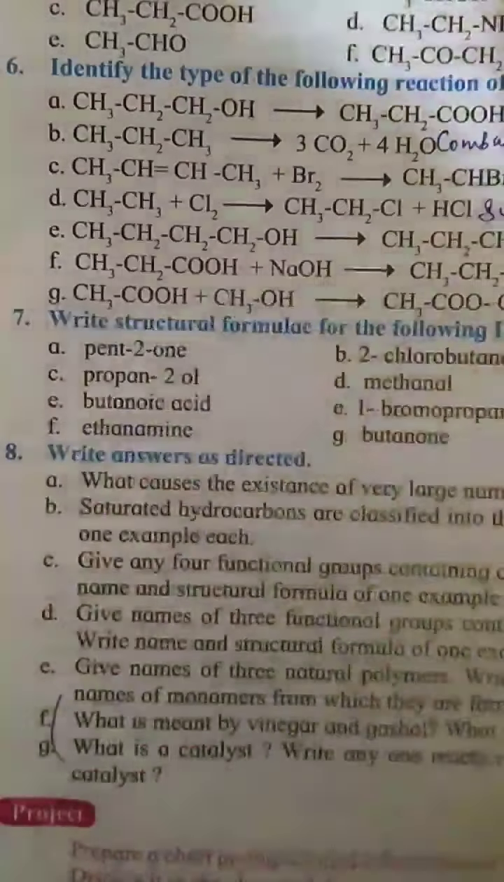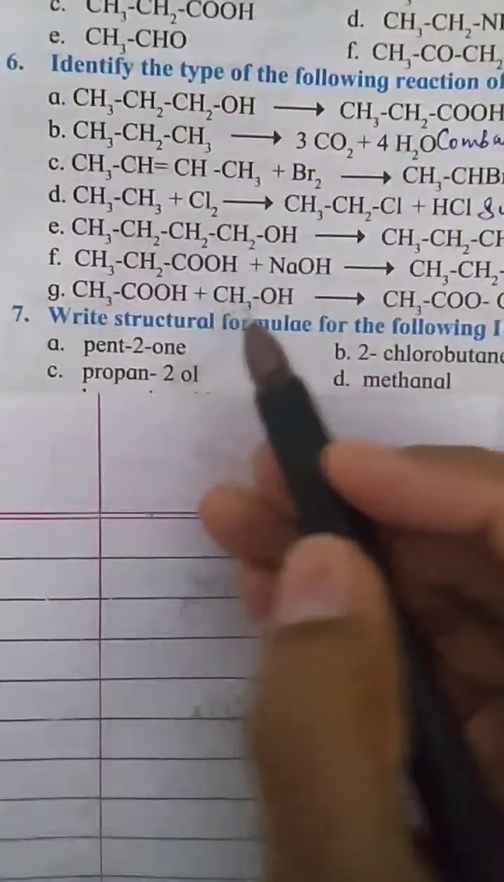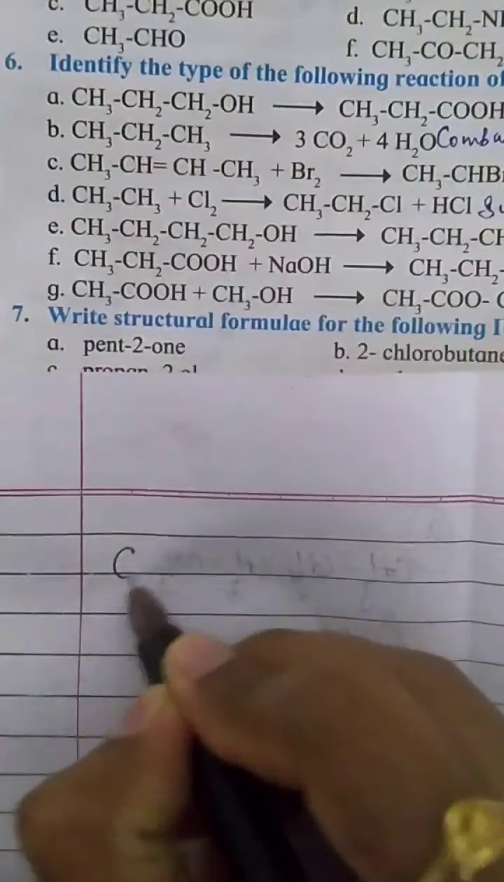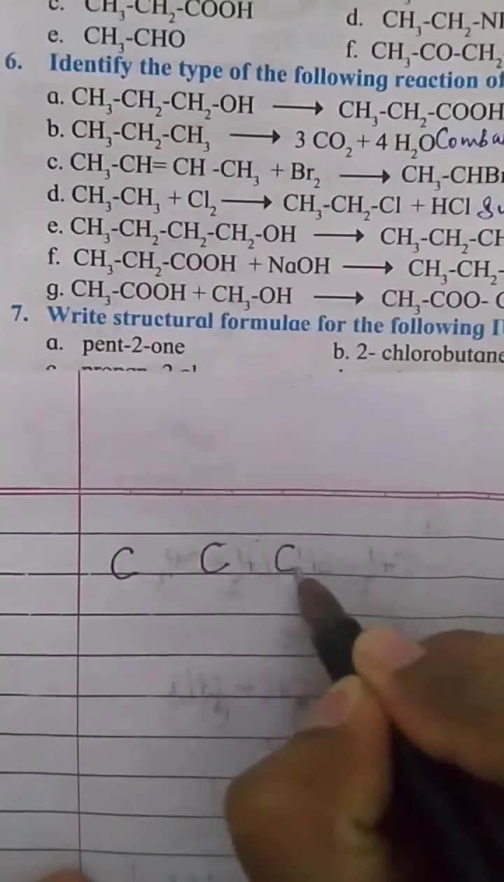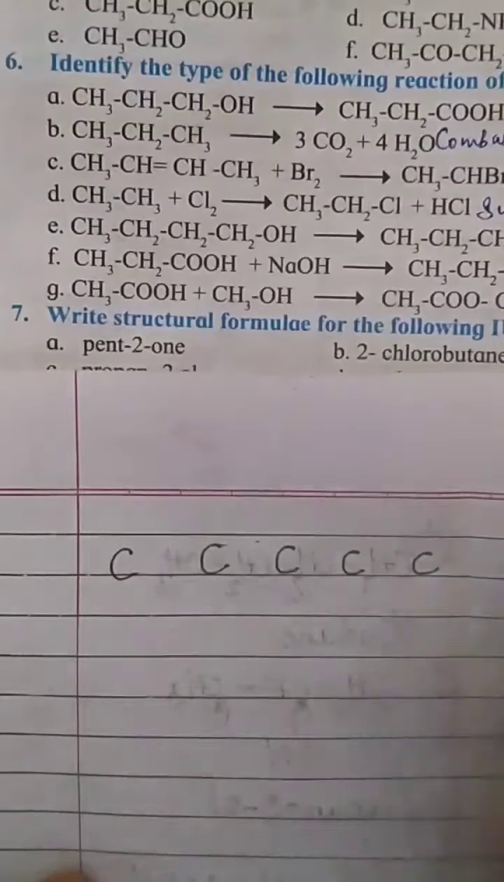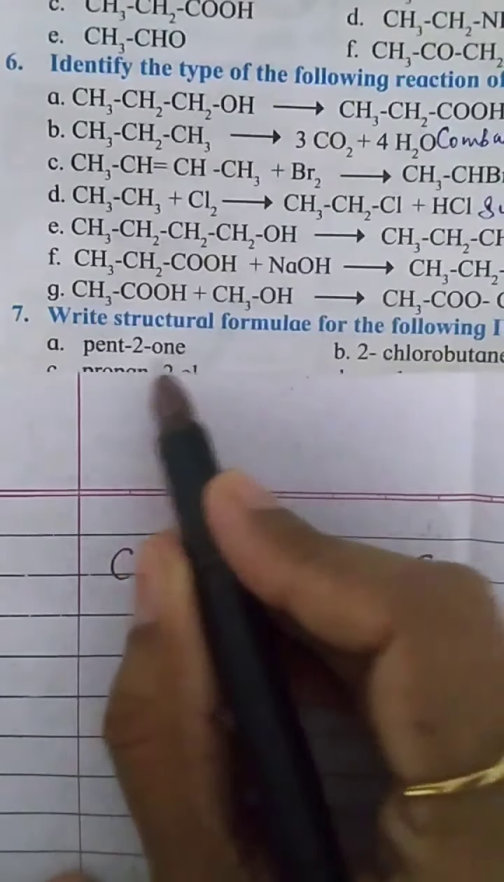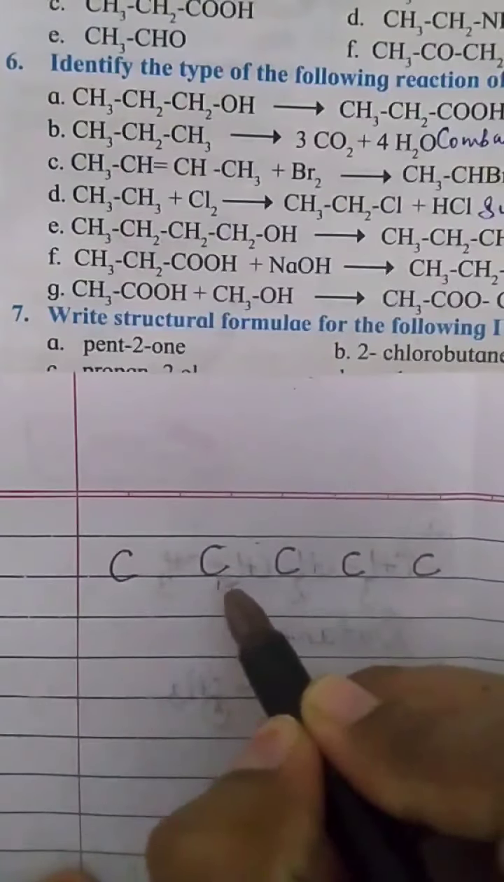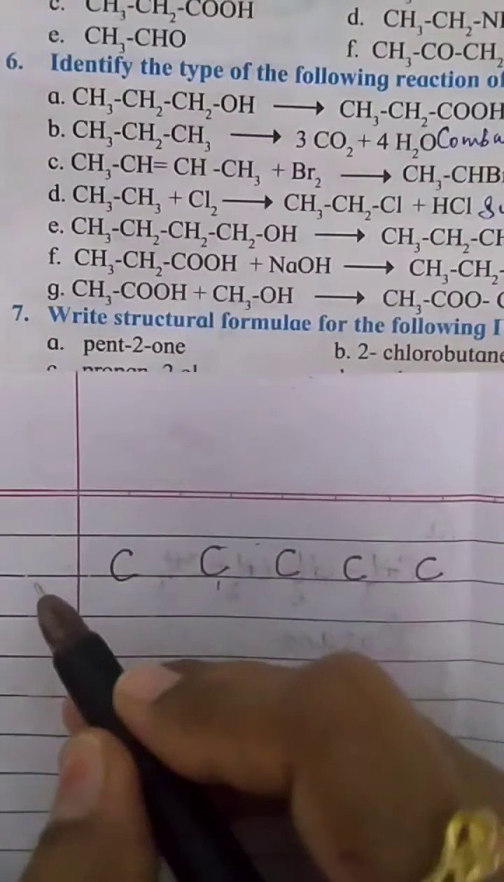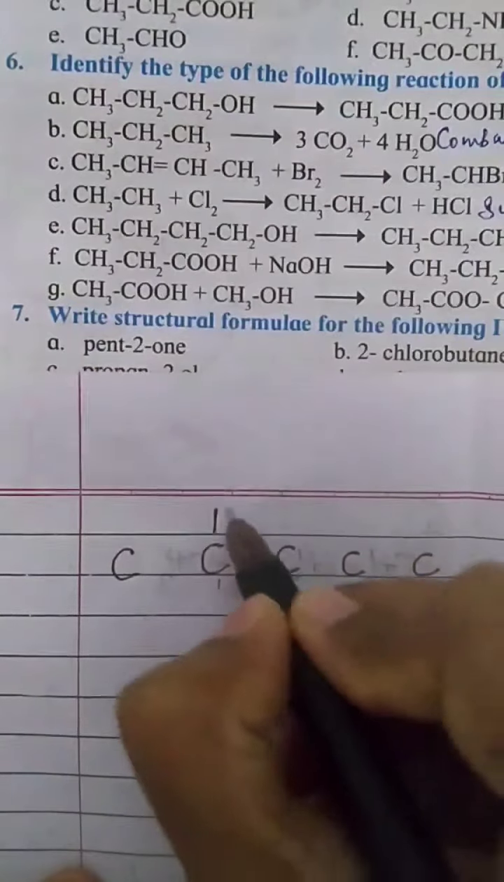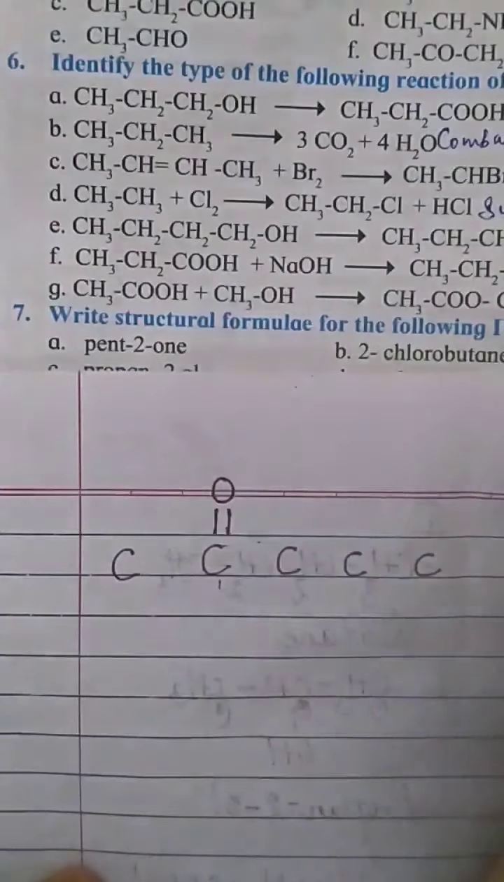Let's draw the structure. Pent-2-one. Pent means methane, ethane, propane, butane, pentane: 5 carbons we need. Second carbon ko "one" means it is a ketone. The second carbon can be counted from either end; I'll start from this end. "One" on the second carbon means a double bond to O.